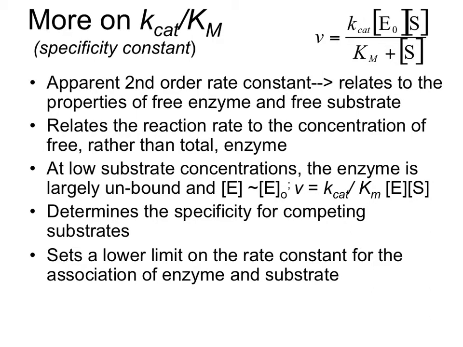Some important features about the specificity constant, or kcat over Km. It's the apparent second order rate constant. It relates to the properties of the free enzyme and the free substrate. It relates the reaction rate to the concentration of the free rather than the total enzyme. At low substrate concentrations, the enzyme is largely unbound, so E is approximately E naught. As a result, your velocity is now just kcat over Km times enzyme times substrate. The specificity constant determines the specificity for competing substrates, and it sets a lower limit on the rate constant for association of enzyme and substrate.